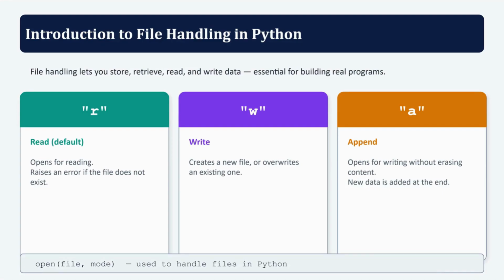Now, let's deal with some file handling. So first off, we have to read a file, and that just means we can access its contents and see what's in the file. Writing in the file makes a new file, or it will overwrite an existing one and add new data. Append is what you use if you want to add new data at the end of a file. So it opens for writing without erasing any content beforehand.